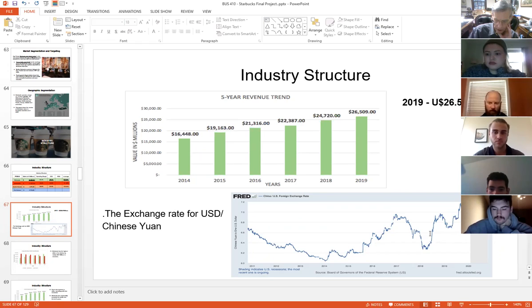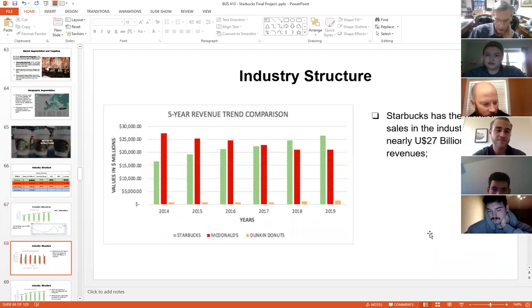That's one thing that's kept these green bars from rising as fast as they otherwise would, because when we converted the yuan to the dollar, we were not getting as many dollars as we could have. But right now, the exchange rate is favorable, and it's probably helping Starbucks record more dollars of revenue. Sorry, I'll try to quit interrupting you so much. Thank you. That's just the comparison against McDonald's and Dunkin' Donuts.